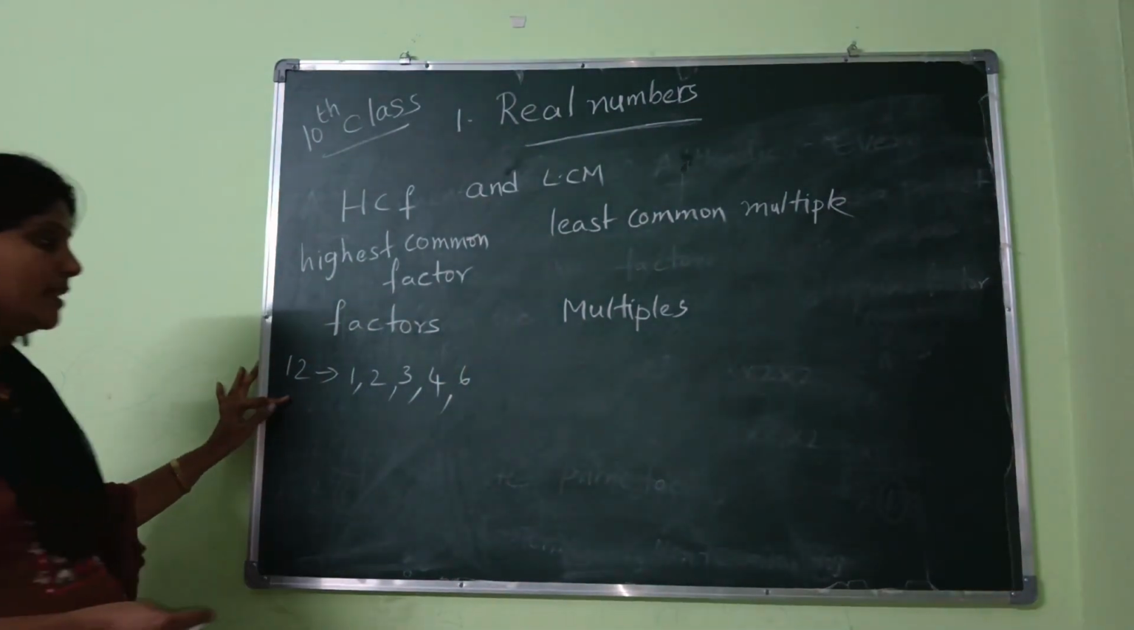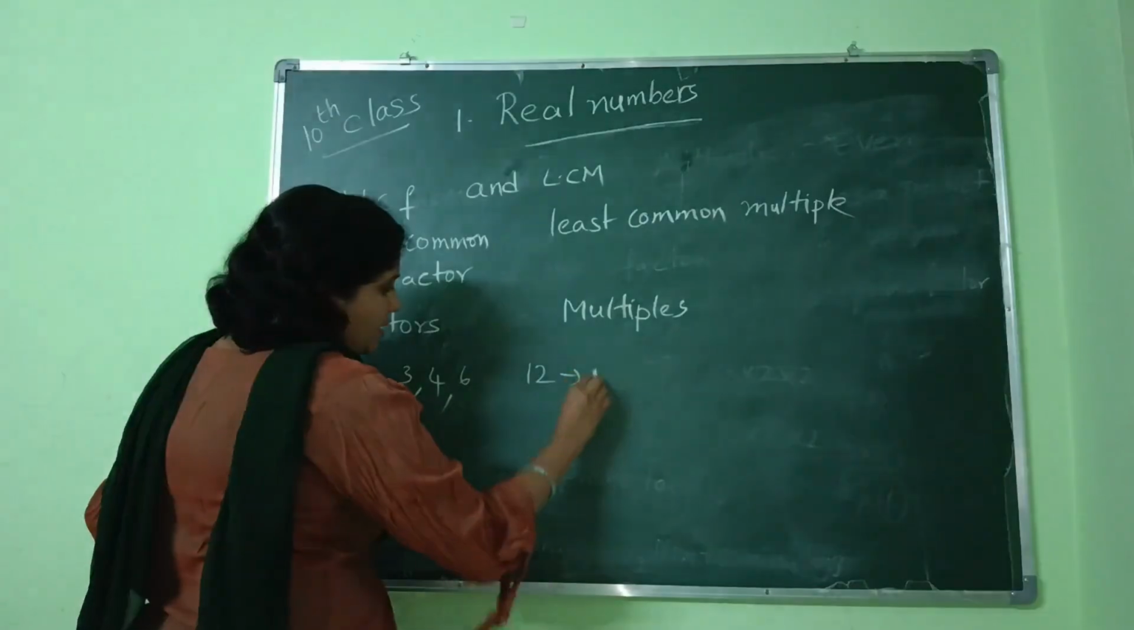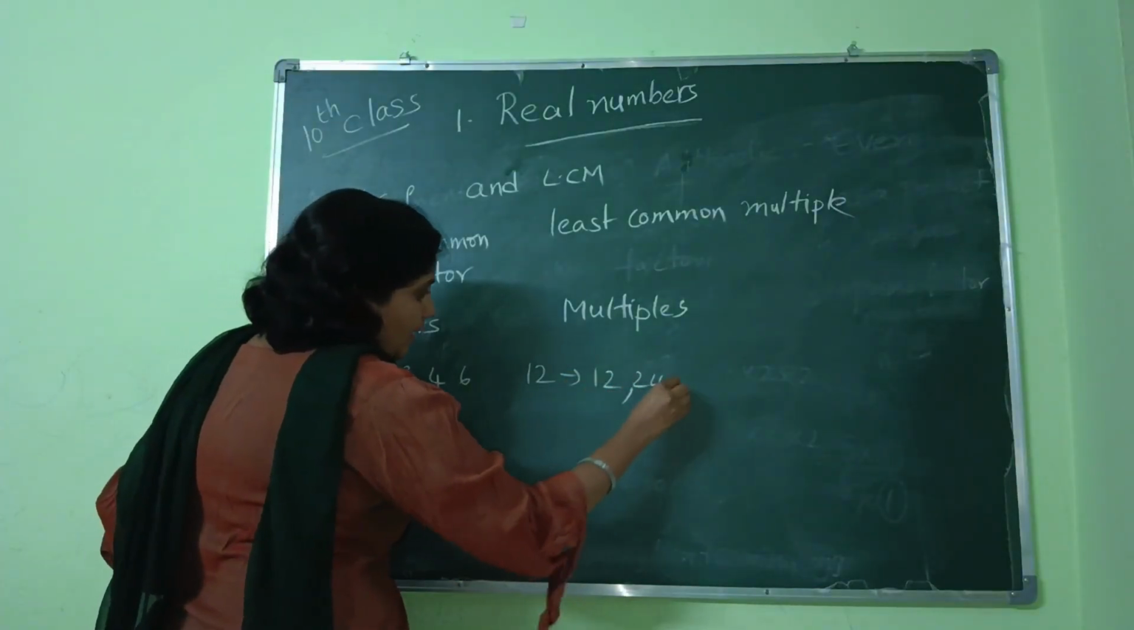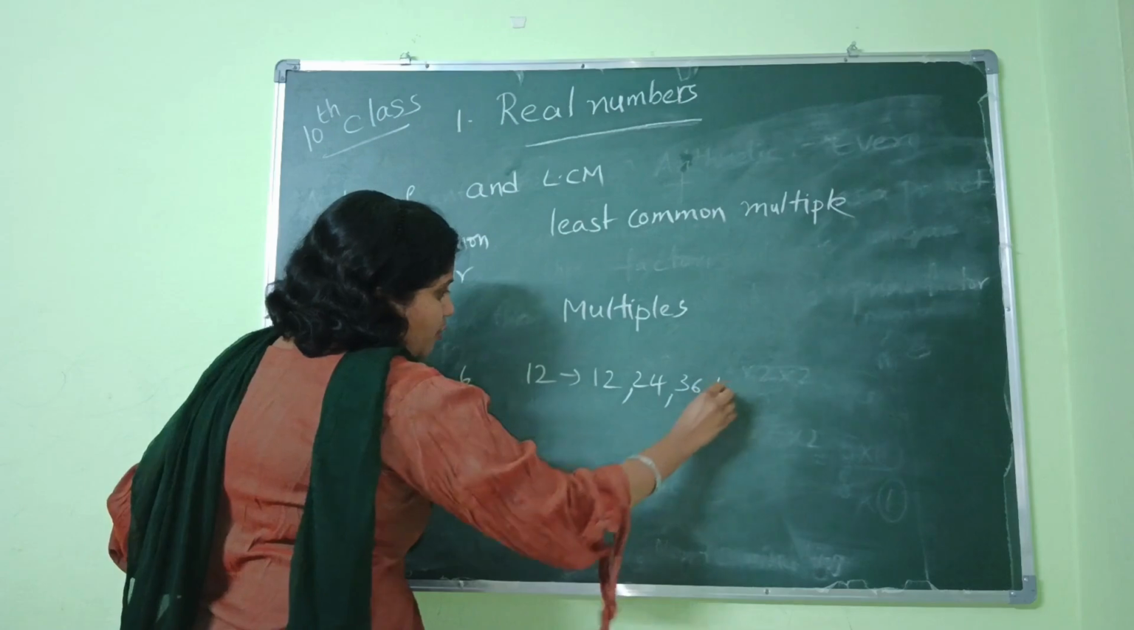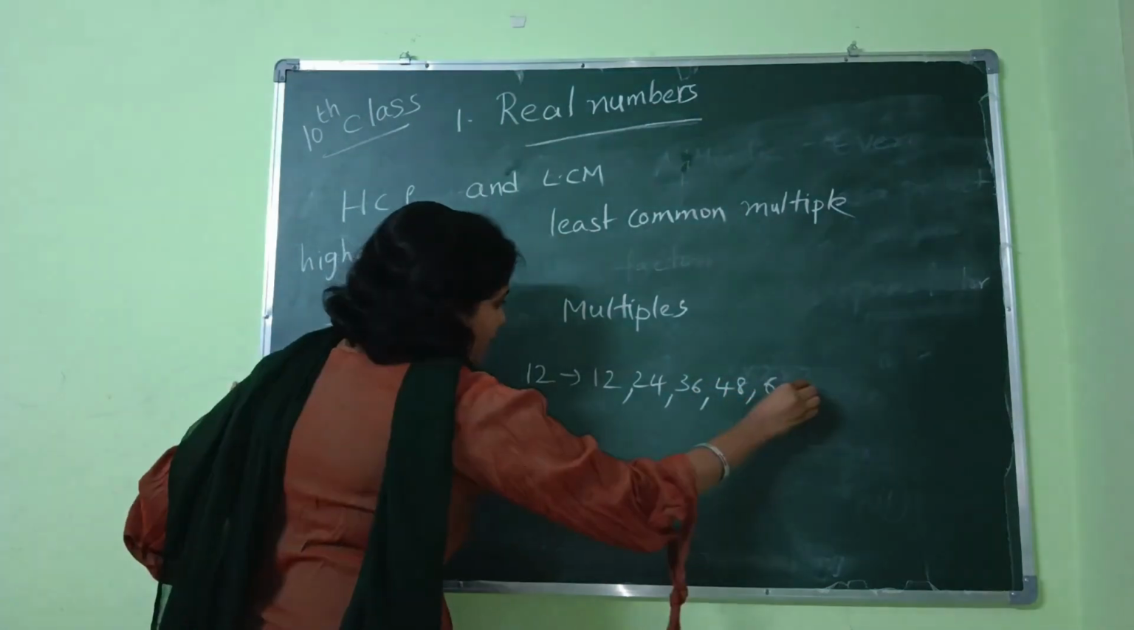And what are the multiples of 12? Multiples means simply writing the table: 12, 24, 36, 48, 60 and so on.